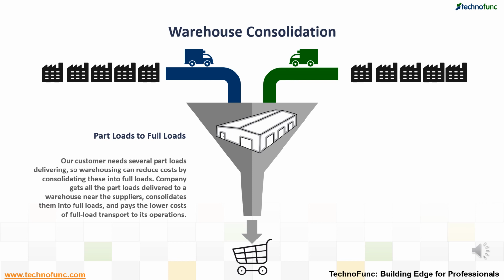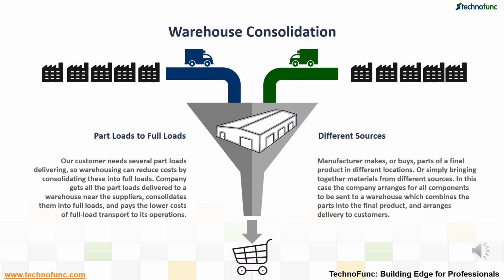The second method is the consolidation from different sources. A different form of consolidation occurs when a manufacturer makes or buys parts of a final product in different locations. Then it can arrange for all components to be sent to a warehouse that combines the parts into the final product and arranges delivery to customers. This kind of consolidation can go further than simply bringing together materials from different sources.